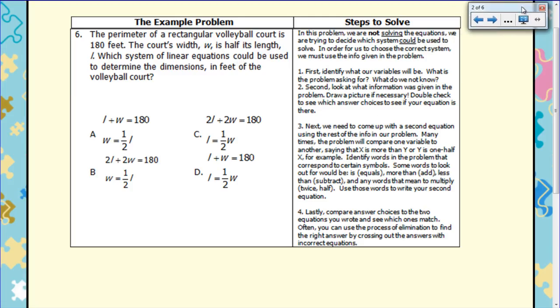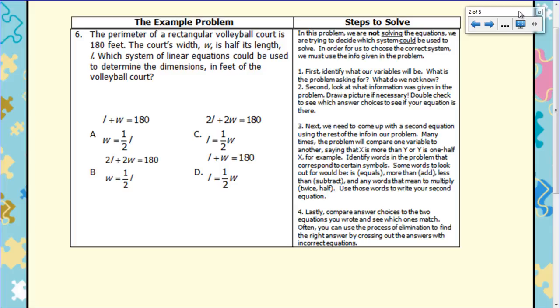Alright, so now we are here to test correction problem number 6. This was number 6 from your test. The perimeter of a rectangular volleyball court is 180 feet. The court's width is half its length, L. Which system of equations could be used to determine the dimensions in feet of the volleyball court?